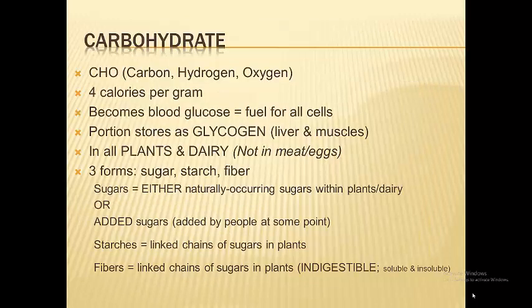You learned that carbohydrate is the chemical name for a compound made of 3 elements: carbon, hydrogen, and oxygen. Hence, we abbreviate carbohydrate CHO. You learned that it has 4 calories per gram. So carbohydrate is an energy-yielding nutrient. It is meant to be the body's preferred and primary source of cellular fuel.